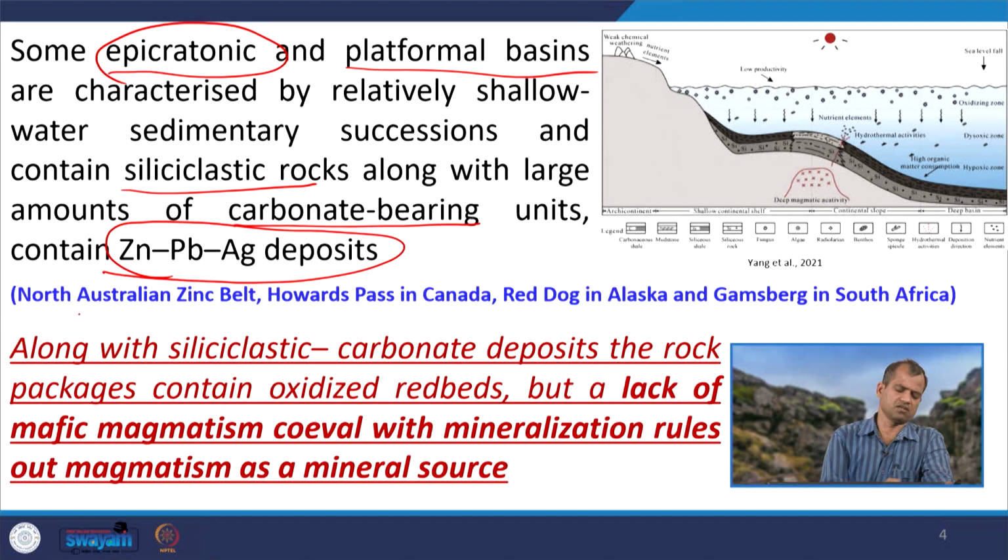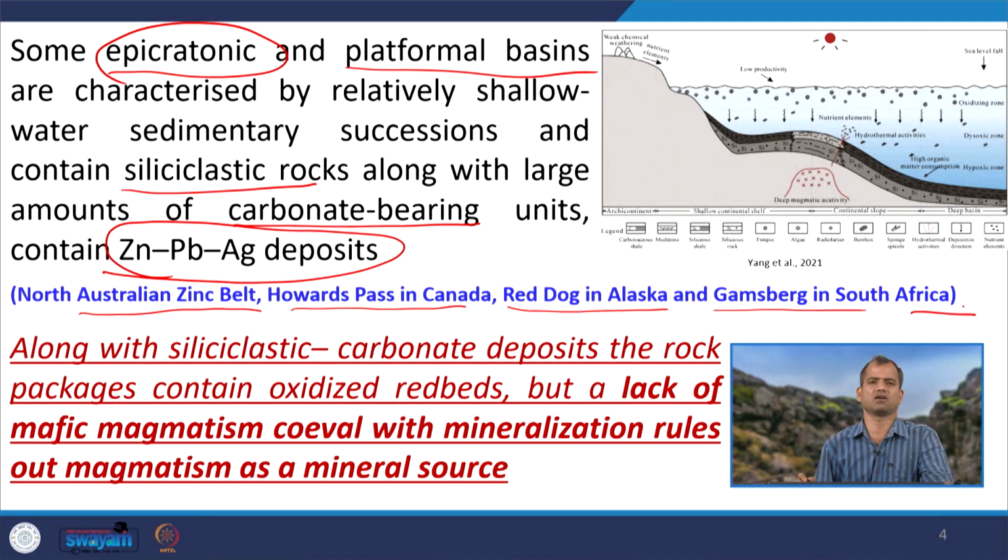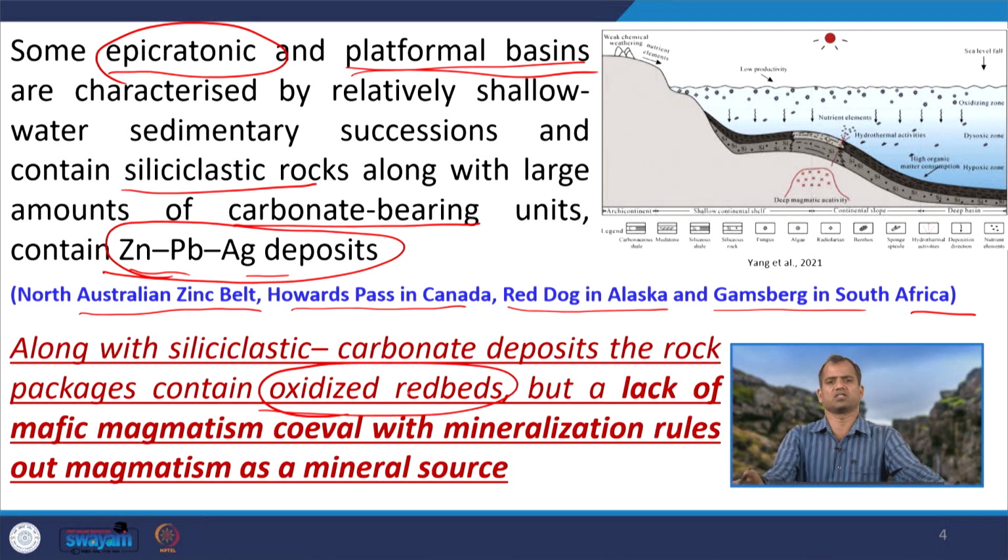The examples are the North Australian zinc belt, the Howard Pass belt in Canada, Red Dog in Alaska and Gamsberg in South Africa. So, these are the best studied basins related to zinc, Pb and Ag deposits, particularly in epicratonic and platform basins. Along with the siliciclastic, the carbonate deposits are a rock package that contains oxidized red beds. Red beds we know are a product of an oxidation event, but the lack of mafic magmatism coeval to the mineralization rules out magmatism as the cause.